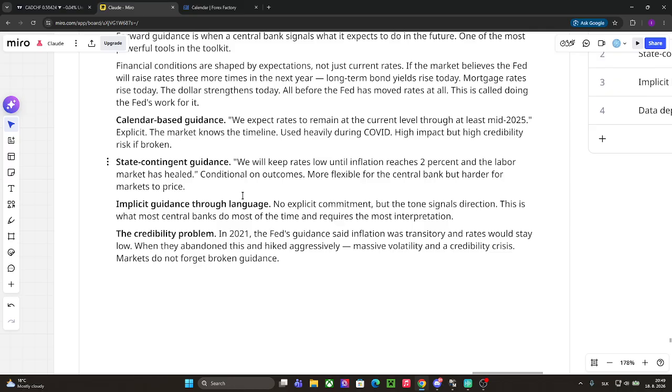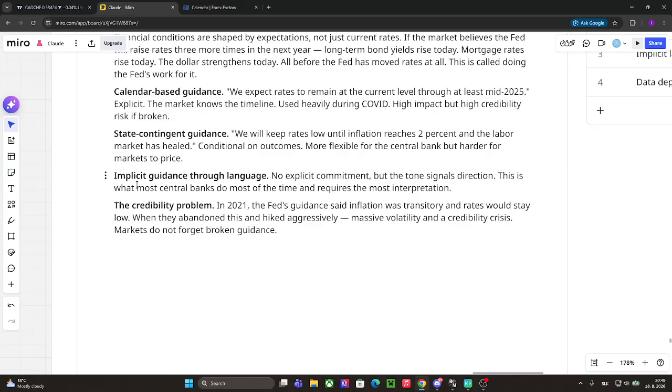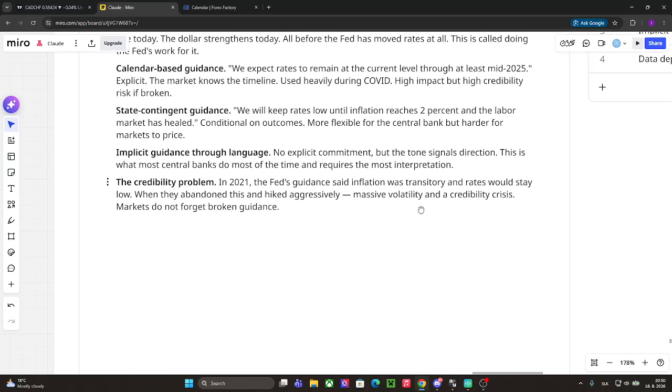State-contingent guidance: we will keep rates low until inflation reaches 2% and the labor market has healed. Conditional on outcomes, more flexible for the central bank but harder for markets to price. Implicit guidance through language: no explicit commitment, but the tone signals direction. This is what most central banks do most of the time, and it requires the most interpretation.